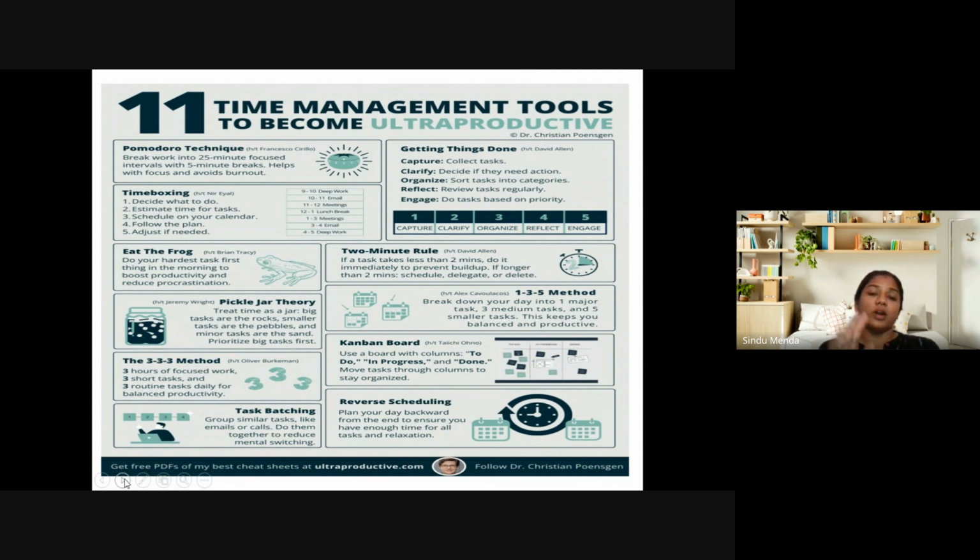So there are four items for giving priorities: rocks, pebbles, sand, water. Rocks are high priority, pebbles are medium priority, sand is lower priority, and water is off time or else private life. Based on that, you need to do your time management.